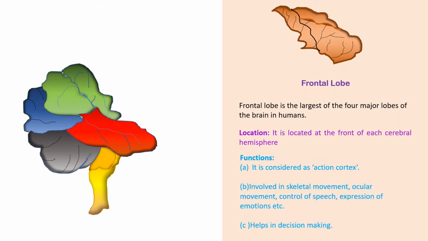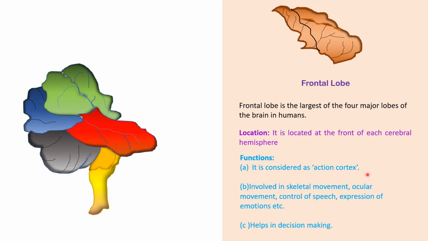First of all, we will discuss the frontal lobe, which is a very important part of the brain. It is the largest of the four major lobes of the human brain. So keep this in mind: the largest lobe of the human brain is the frontal lobe, which is present on the frontal side of the brain. What is the location? It is located at the front of each cerebral hemisphere. The functions are very important.